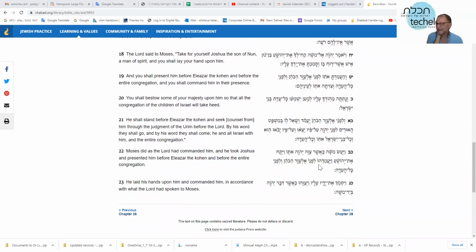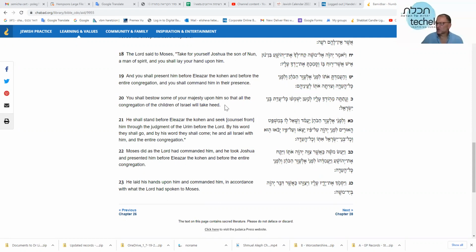Verse 19. "You shall stand him before Eleazar the Kohen and before the entire assembly, and command him before their eyes. You shall place some of your majesty upon him, so that the entire assembly of Israel will pay heed." Stop there.